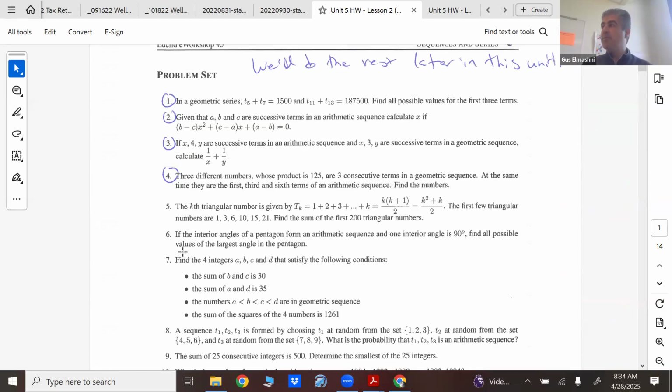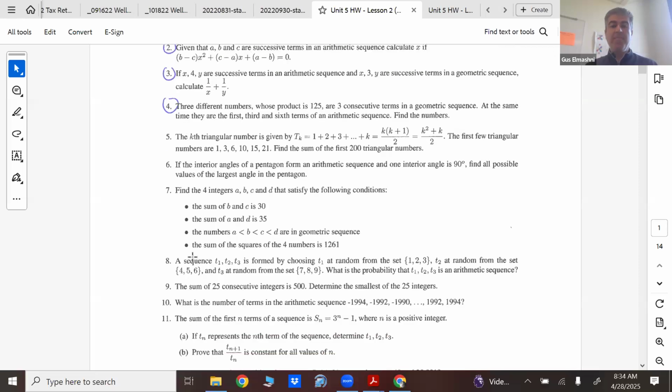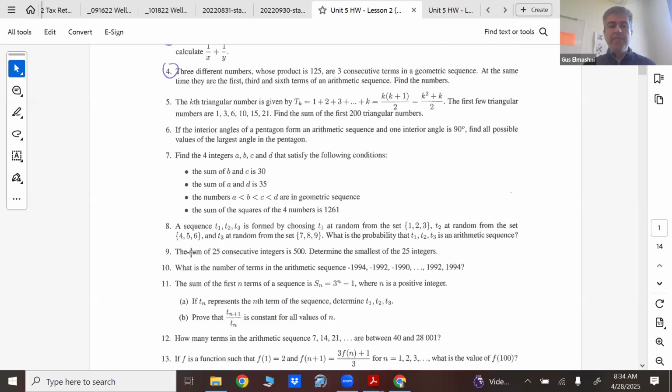You guys want to go over 4? Yes or no? Yes, okay. We'll go over 4, and then we'll move on to the notes for today. Three different numbers whose product is 125 are three consecutive terms in a geometric sequence. At the same time, they are the first, third, and sixth terms of an arithmetic sequence. Ooh, that's interesting.